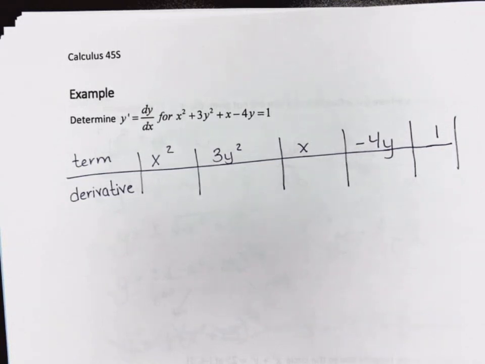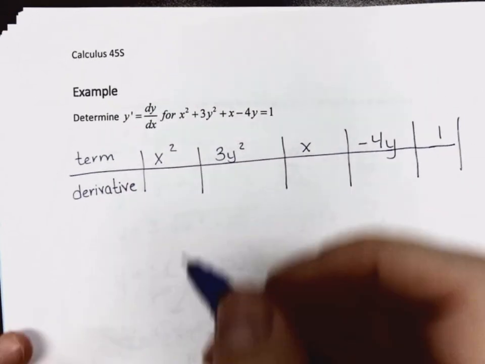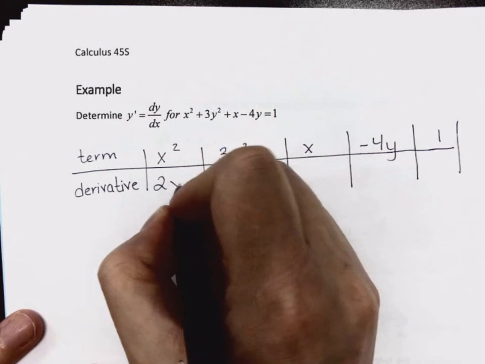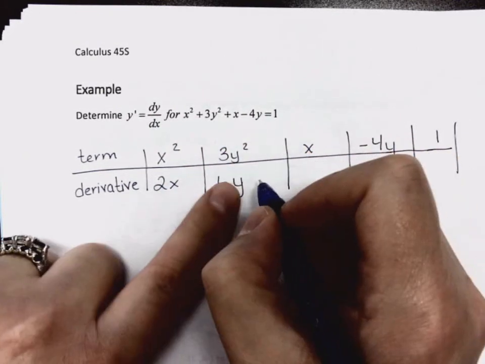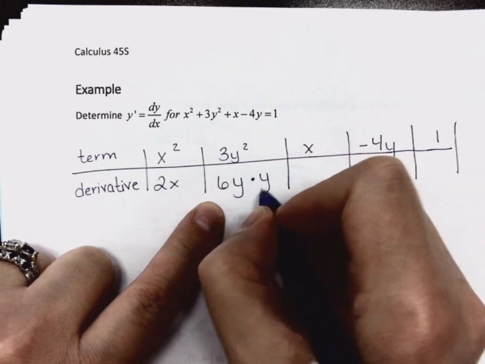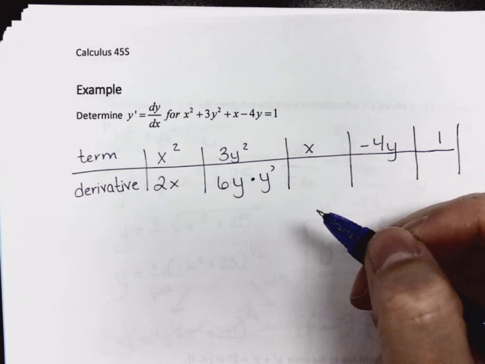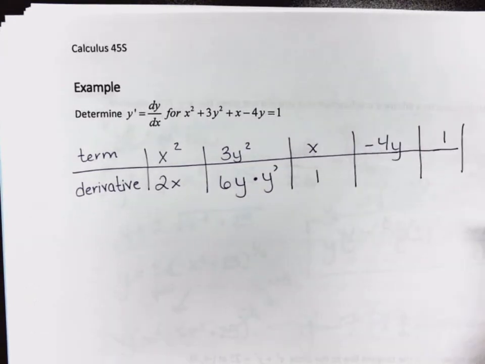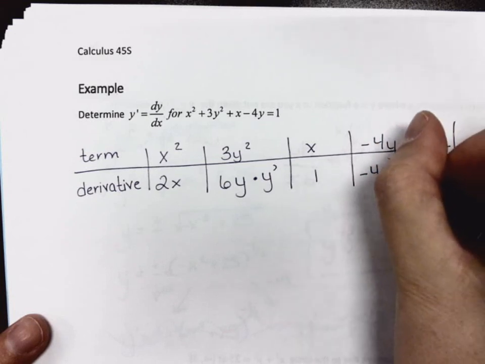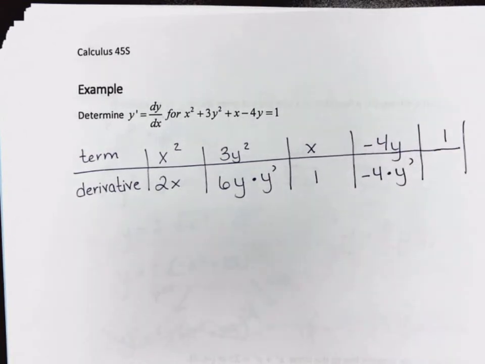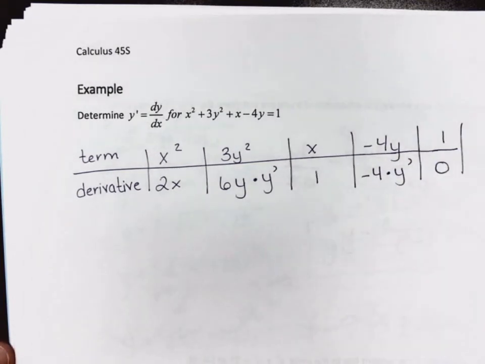So this is how I do it. Again, we're deriving everything in terms of x, so I'm just going to use my rules. This is going to be 2x. This one's going to be 6y, because that's my rules, but I have to times it by a y prime, because there's no x in this one. This is going to be 1. This one's going to be negative 4 times y prime. And when we take the derivative of a constant, it's 0.